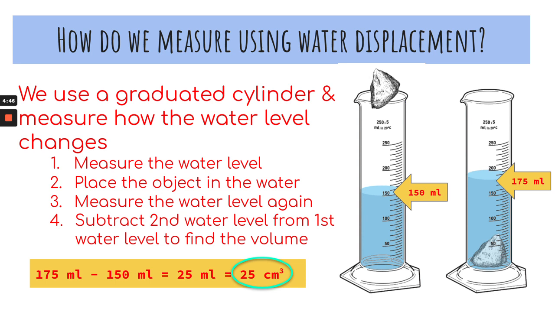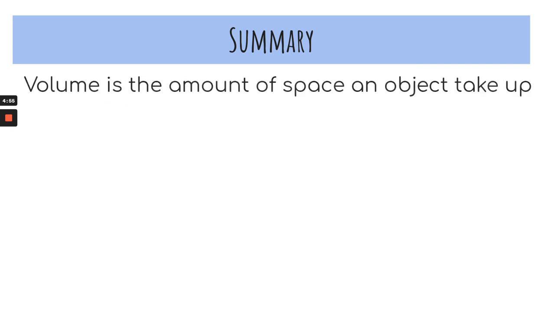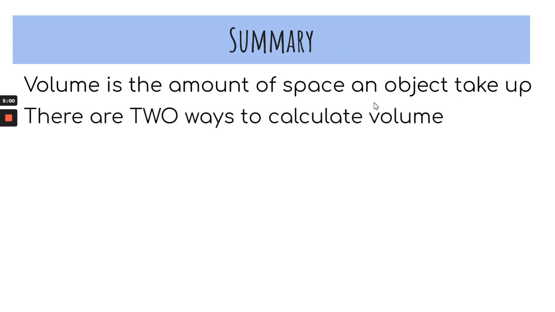So just in summary real quick, volume is the amount of space an object takes up, and there are two ways to calculate that volume. You either measure using a ruler and using those formulas, or you can measure using water displacement.